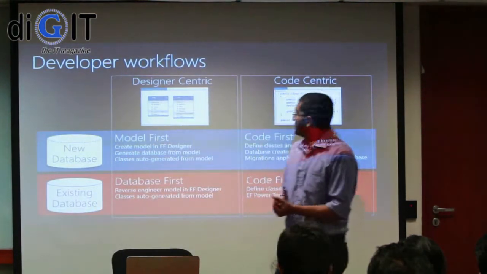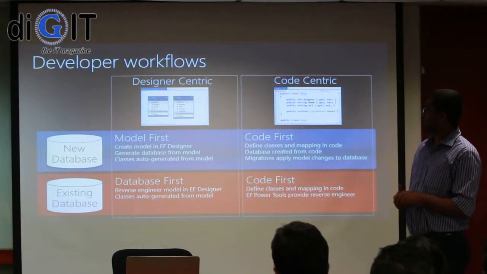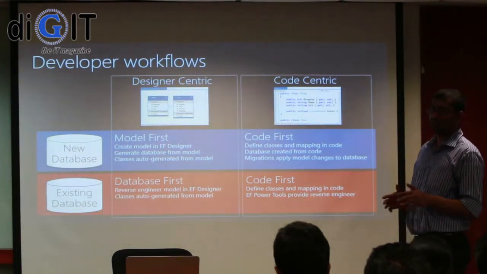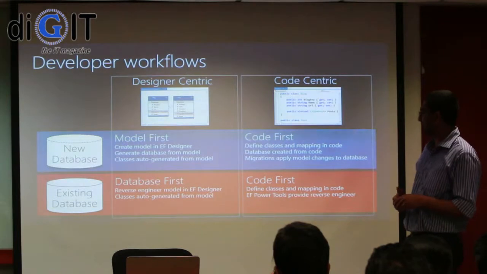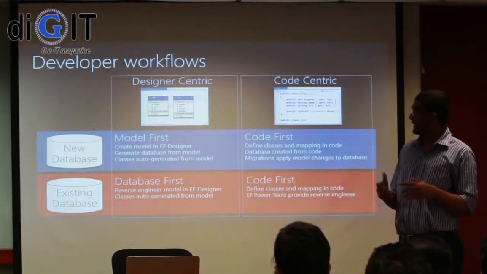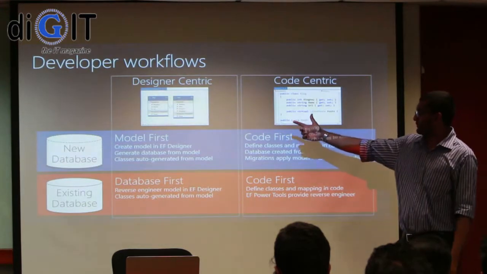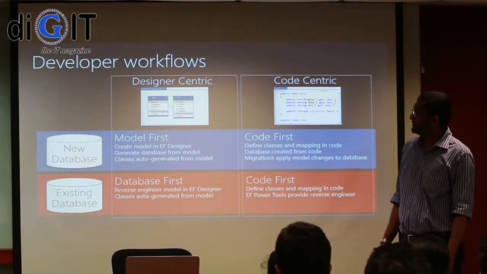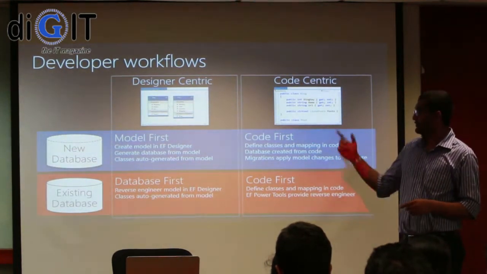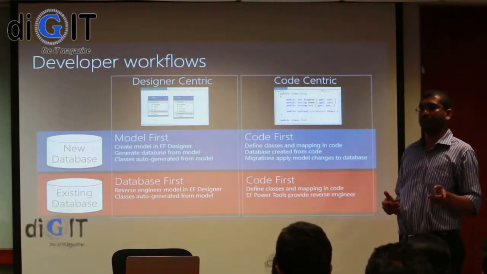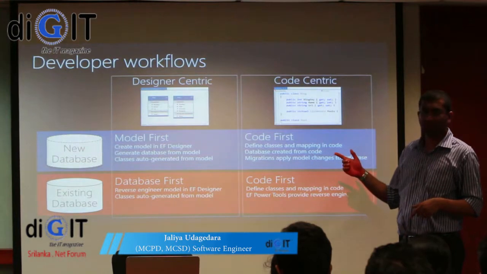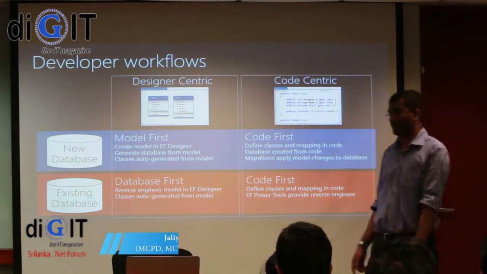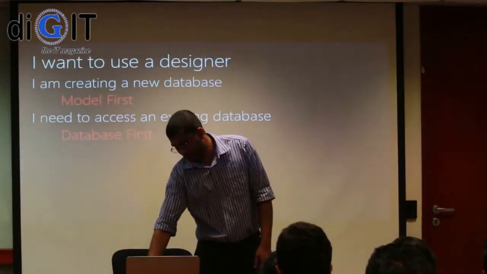Right. So this is the developer workflow structure of Entity Framework. There are three main categories: model first, database first, and code first. If you are a designer, you will be using model first and database first. If you like coding more, you will be using code first. If you are going to create a new database, you will be using model first. If you are going to use an existing database, you will be using database first. Whether it's a new database or an existing database, you can run both through code first.